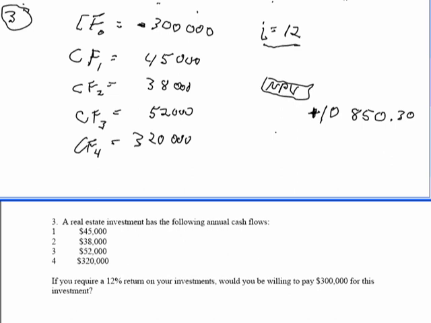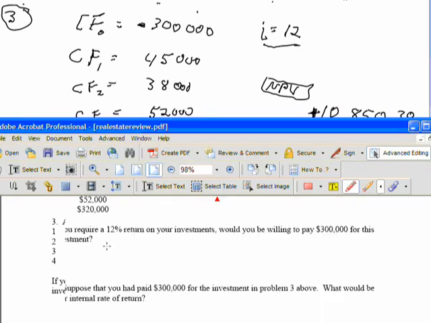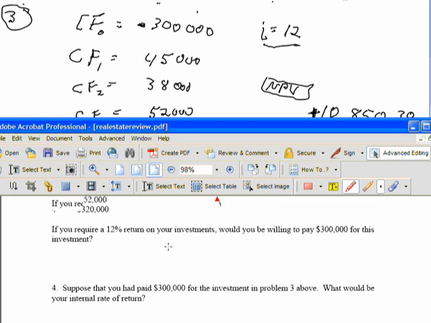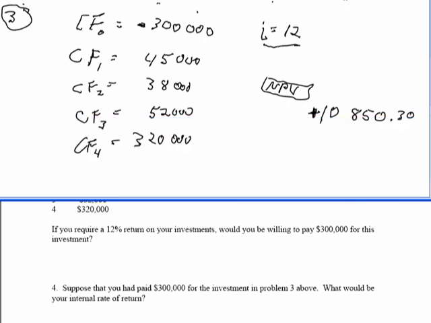And that's what the next question gets to. What exactly was our return on this investment? And that's question number 4. Number 4 says, suppose you did pay $300,000 for that investment in problem 3 above, what would your internal rate of return be? So what is your IRR for this investment?